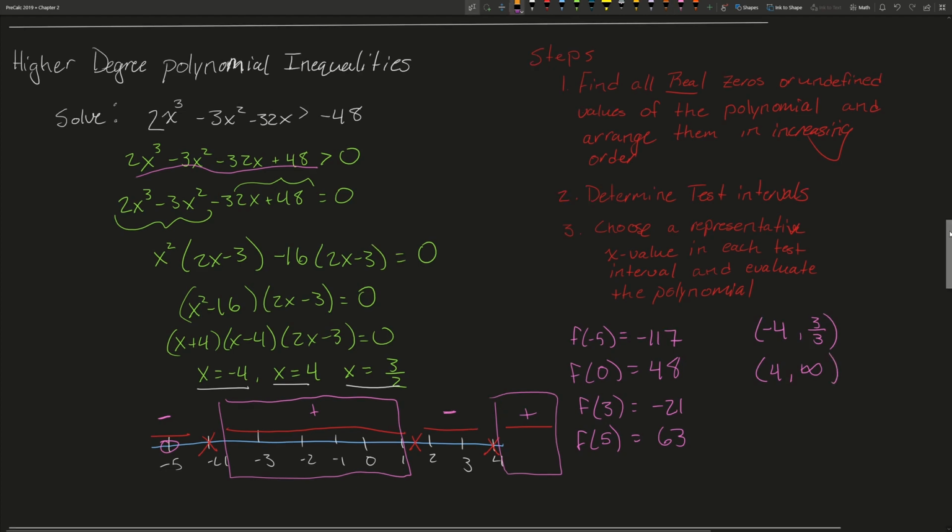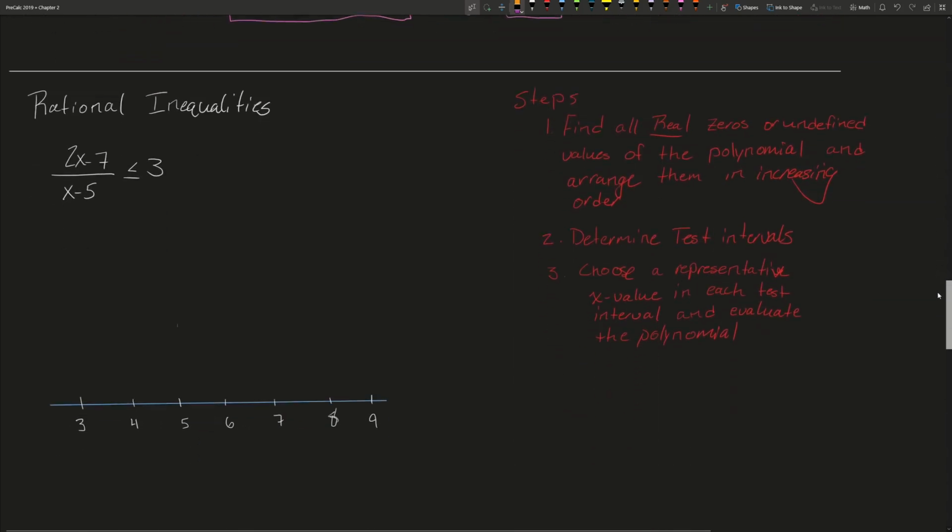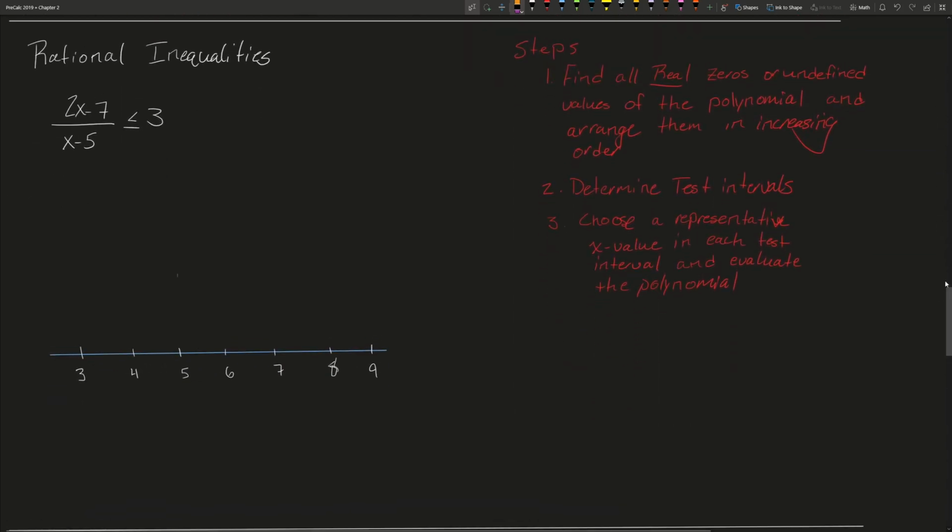These inequalities also don't have to be polynomials. They can be rational functions. But the same rules still apply. The first step, we find all real zeros or undefined values. Then we determine the test intervals. Then we choose representative x values and evaluate. So for this problem, we're looking for when (2x minus 7) divided by (x minus 5) is less than or equal to 3. The first thing we need to do is to move this 3 to the left.